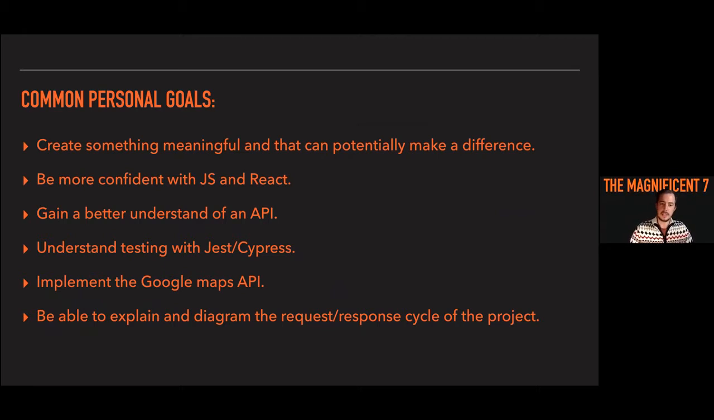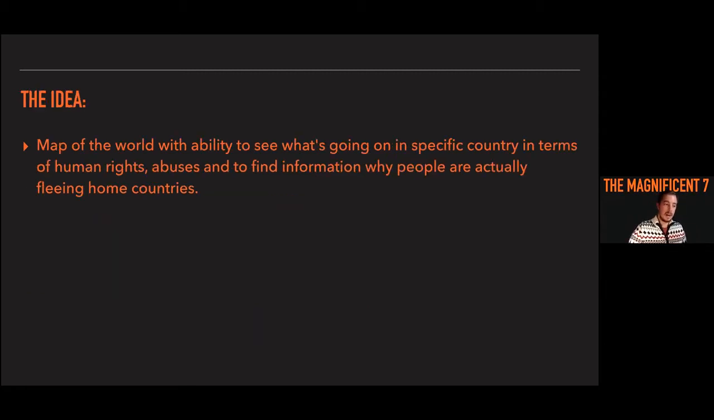But inside of this, we wanted to become more confident with JavaScript and React. We wanted to have a better understanding of an API, and test with Jest or Cypress. We were very keen to use Google Maps and the Google Maps API, and we wanted to explain and diagram the request response cycle of the project. I will now pass over to Otis, who will explain further.